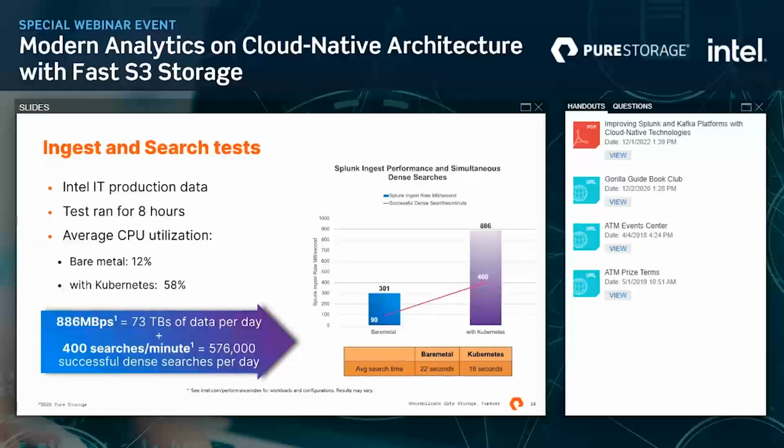We are ingesting data as well as doing concurrent searches, with data being pulled back from S3 as well as being ingested into S3 to support the ingest, right? So both ingest and search are all happening within the 8-hour time window.